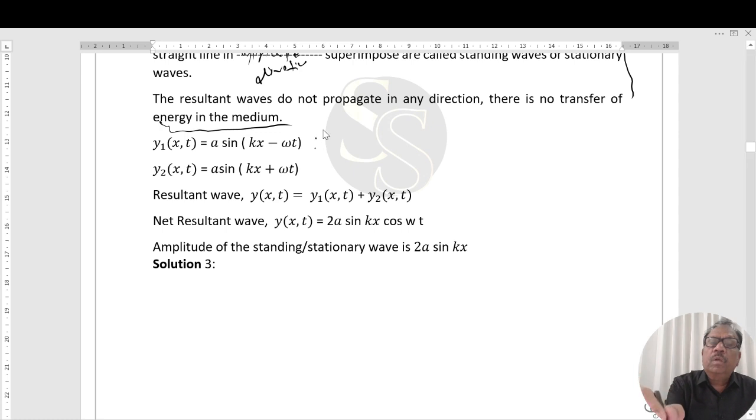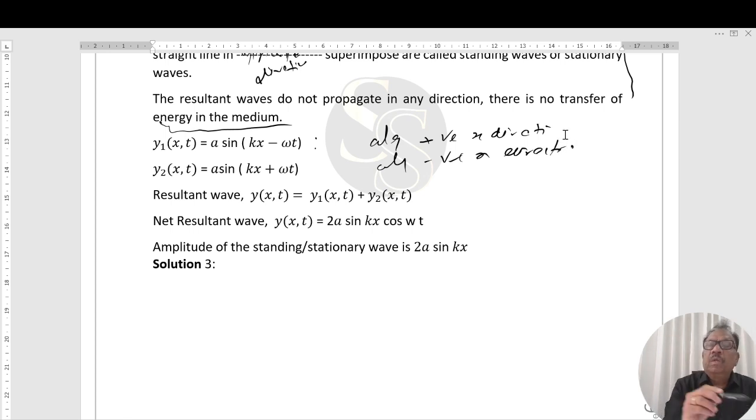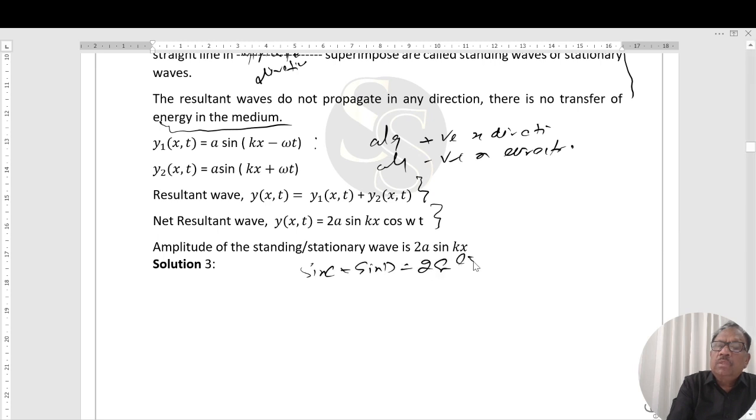This is the movement along the positive x direction. This is along the negative x direction. The resultant is the sum of these two. The net resultant is found by applying the formula we know: sin C plus sin D equals 2 sin((C plus D)/2) into cos((C minus D)/2), right?